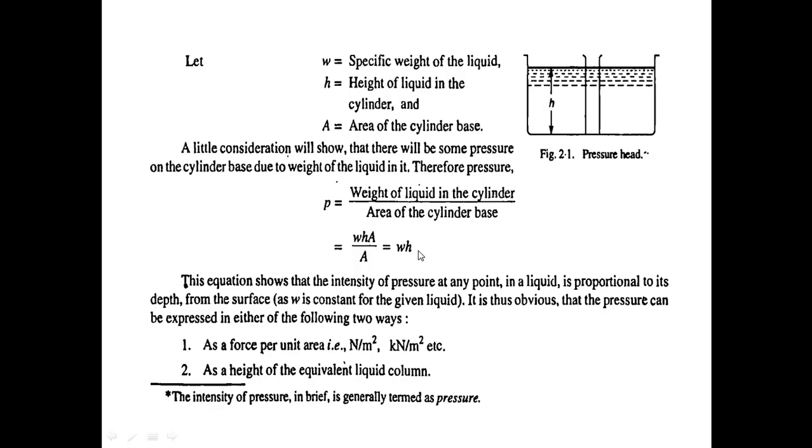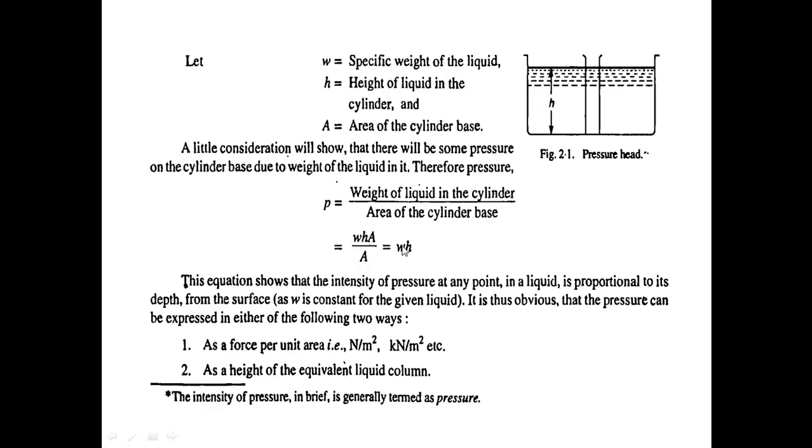This equation shows the intensity of pressure at any point in a liquid is proportional to the depth from the surface. As omega is constant for the given liquid, it is thus obvious that pressure can be expressed in either of the following two ways. Number one, as a force per unit area, that is Newton per square meter or kilonewton per square meter, etc., which is equal to Pascal or kilopascal. And number two, as a height of the equivalent liquid column.